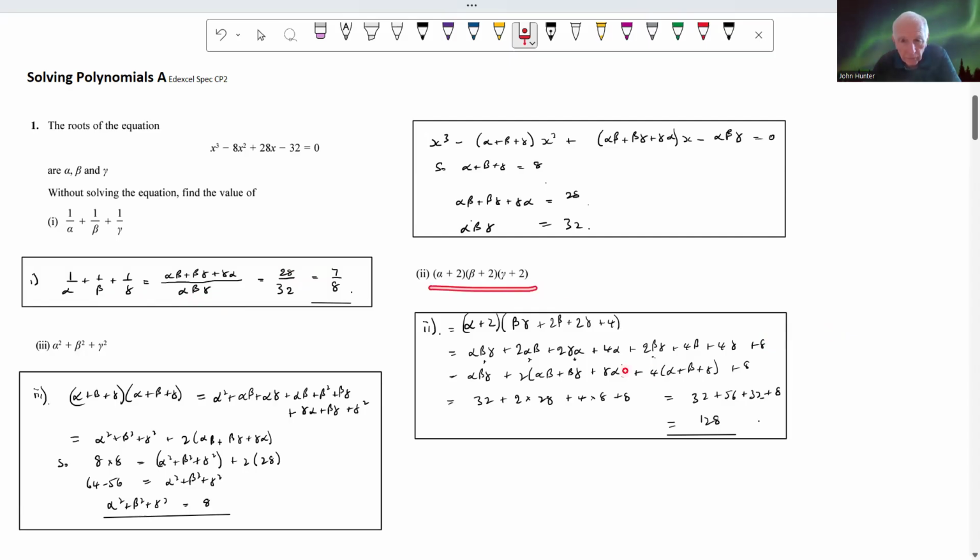Finding the value of that. Right, so if we multiply out this expression, we're going to get this, essentially, once we've simplified it. Alpha beta gamma plus 2 into (alpha beta plus beta gamma plus gamma alpha) plus 4 into (alpha plus beta plus gamma) plus 8. And yeah, we know all those bits, don't we? 32 there, and so there's going to be 2 times 28 for that, 4 times 8 for that, plus a constant of 8. It's going to evaluate to 128.